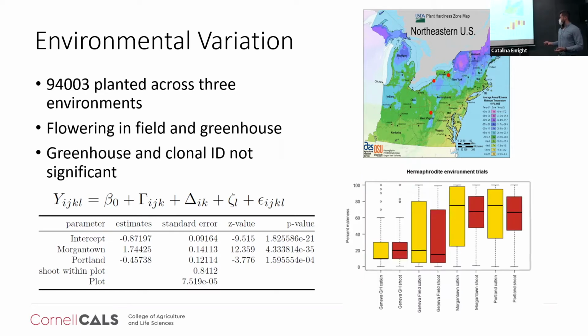And so this box plot here shows these are ones forced in the greenhouse. These are Geneva field, Morgantown field, and Portland field. And the gold are when we measure percent maleness by catkin, and the red are when we measure percent maleness by the whole shoot. And now if you'll notice, there's not a lot of difference in the means between when we look at the whole shoot or when we look at the individual catkin. But we do see pretty substantial differences between sites, notably those grown in Geneva had a much higher percentage female than those grown in Portland or Morgantown.